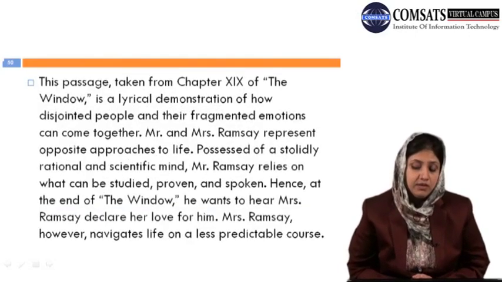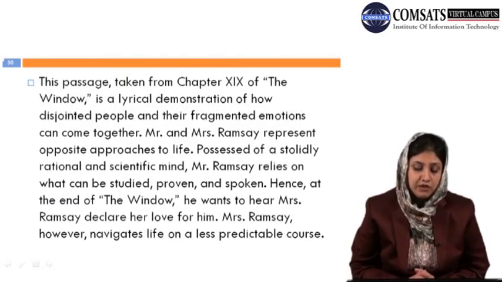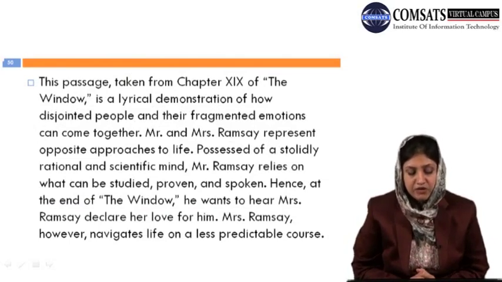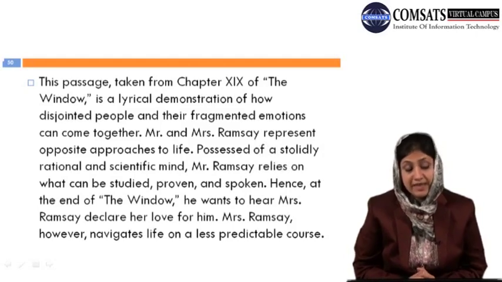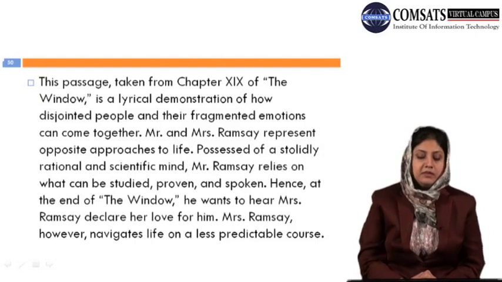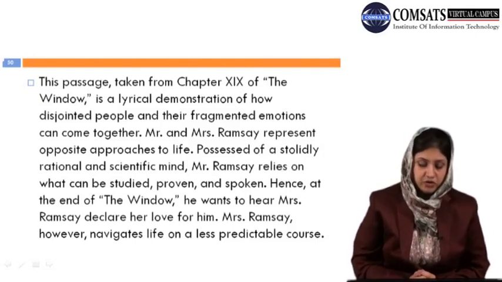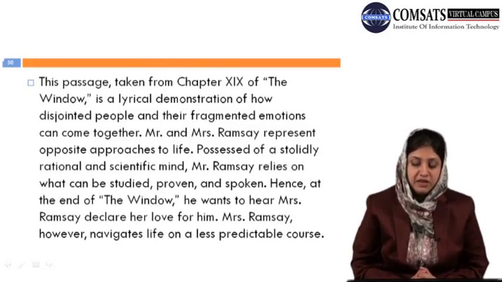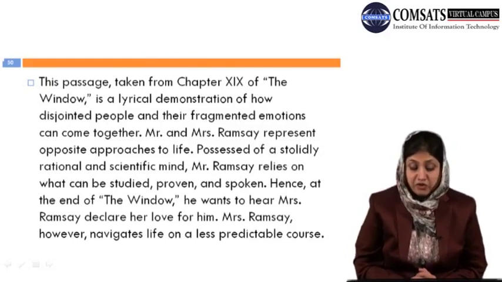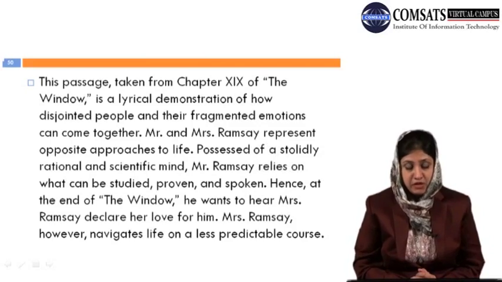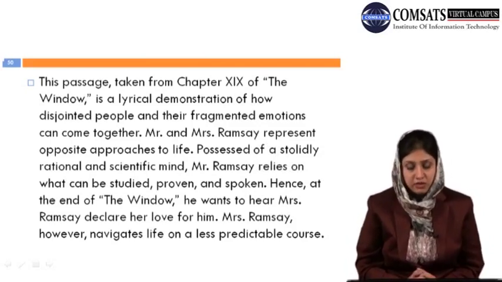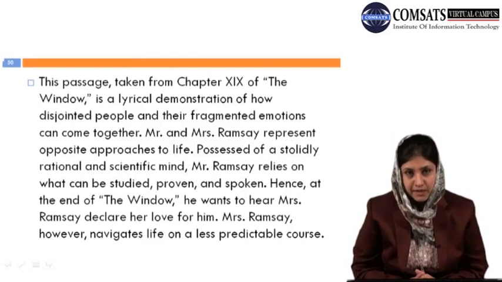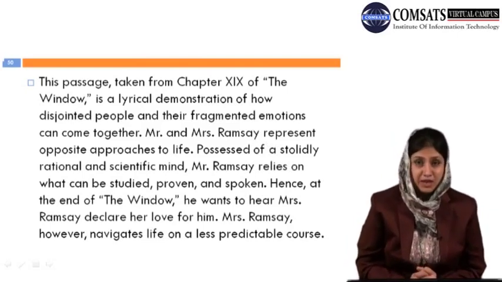This passage, taken from chapter 12 of The Window, is a lyrical demonstration of how disjointed people and their fragmented emotions can come together. Mr. and Mrs. Ramsay represent opposite approaches to life, as you would have definitely observed and understood by now. Possessed of a stolidly rational and scientific mind, Mr. Ramsay relies on what can be studied, proven and spoken. Hence, at the end of The Window, he wants to hear Mrs. Ramsay declare her love for him, to be said, to be articulated, to be conveyed.